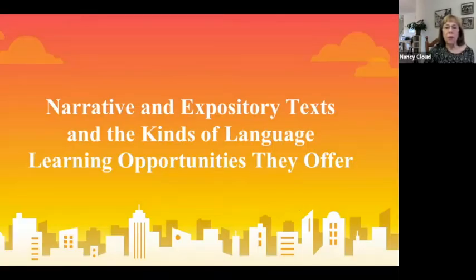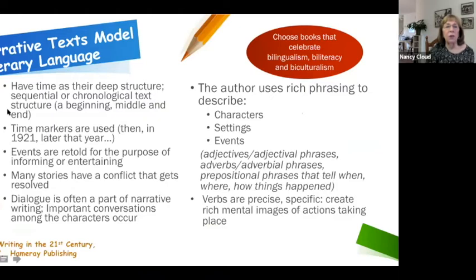So now let's talk about our narrative and expository text, because you know you're going to see them in the breakout rooms. And let's think deeply about the language learning opportunities that they offer. And so the first thing to notice is that narrative text, and we hope we're choosing narratives that celebrate bilingualism, biliteracy, and biculturalism. Those narrative texts that we're choosing model literary language for the kids. They model literary language, and they have time as their deep structure. They're telling a story, and it has a beginning, middle, and end, even if it's told out of sequence.